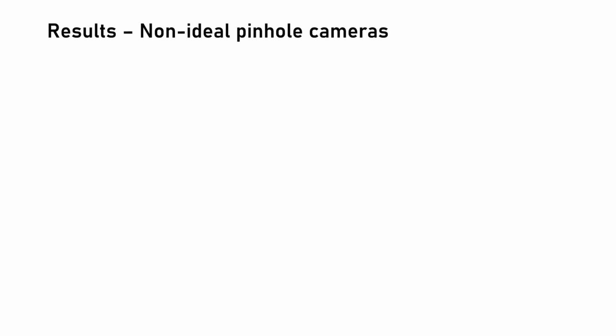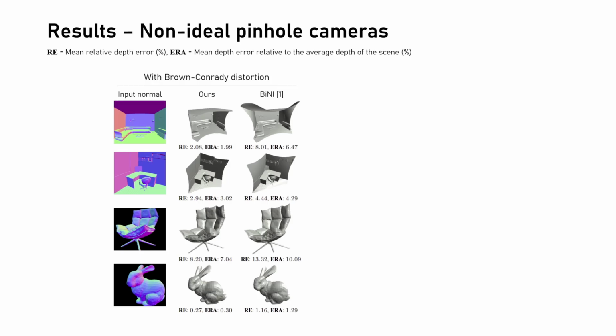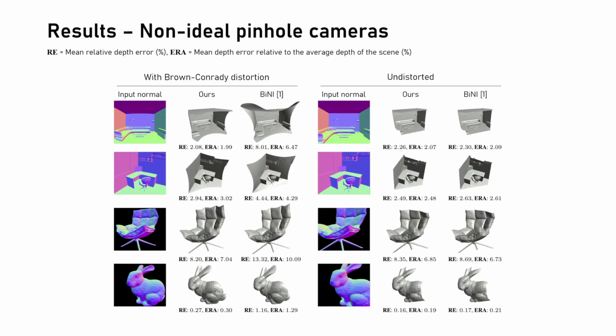Through its parameterization based on ray direction vectors, our method can be applied to normal maps from generic central cameras. Here we show the case of cameras with Brown-Conrady distortion. For illustration purposes, we also show the output of BiNI for such a normal map. Since BiNI does not model non-ideal pinhole cameras, its output reconstruction shows distortions, unlike our method. Undistorting the input normal map allows removing these artifacts, but at the cost of reduced field of view.